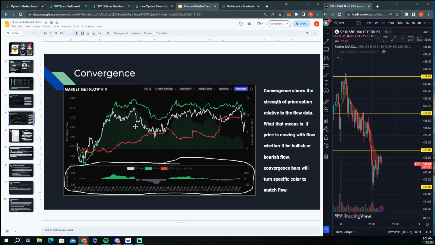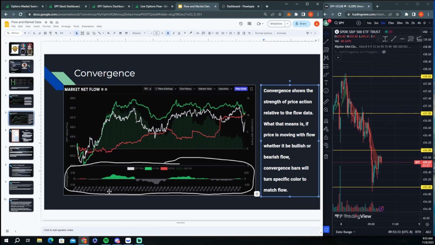Okay, so let's talk about convergence now. I talk a lot about this convergence bar, and this coincides well with my strategy and what I do every single day. I look at the flow chart, and then I look at this convergence chart here. What I put here on the side for notes: convergence shows the strength of price action relative to the flow data. What that means is if price is moving with the flow, so if calls are being bought and convergence is green, as you can see notified here by this little green dot. Sometimes it doesn't show up, which is annoying because it's a little glitch. But you can see that convergence turns green, so the market is moving with flow.